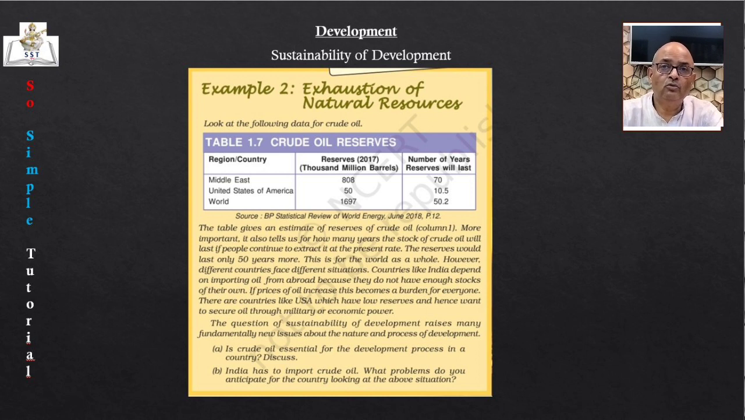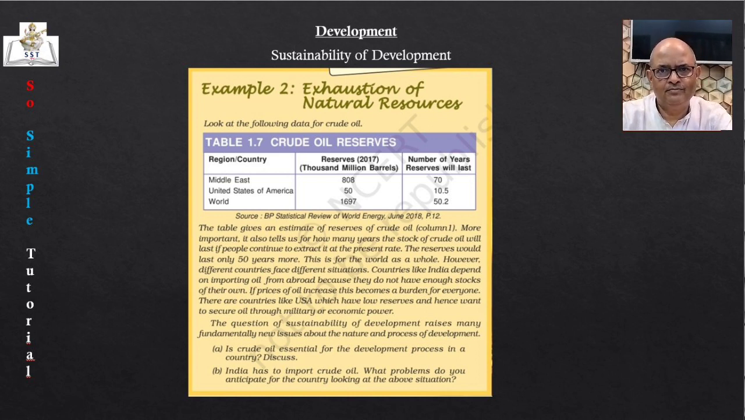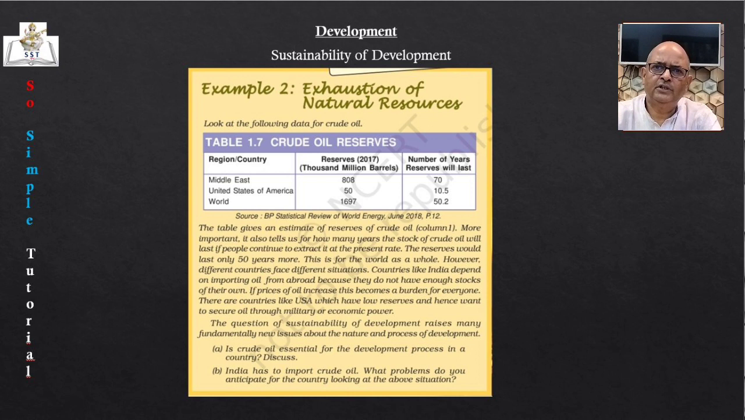Let us now see the story of crude oil. As you know, crude oil is the raw material for petroleum products. Petroleum and related products constitute the basic raw material for many basic and key industries in our country. Let us see table 1.7. This table gives an estimate of the reserves of crude oil. It tells us how many years the stock of crude oil will last if people continue to extract it at the present rate. This finishes your revision.